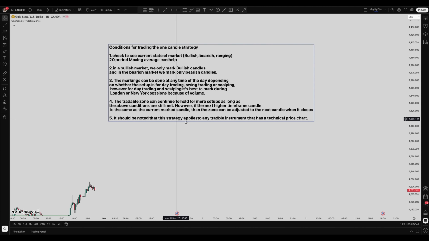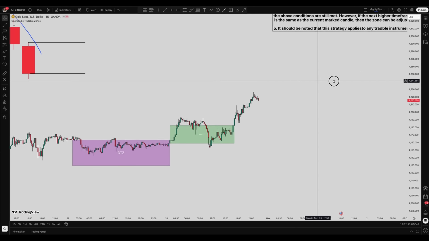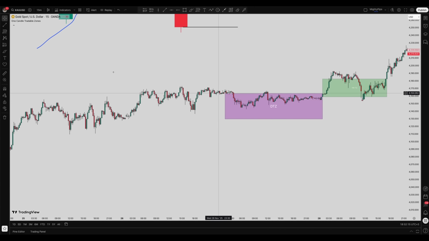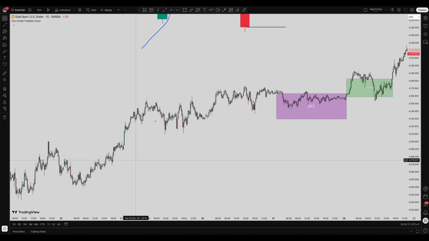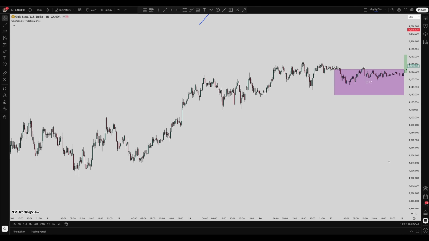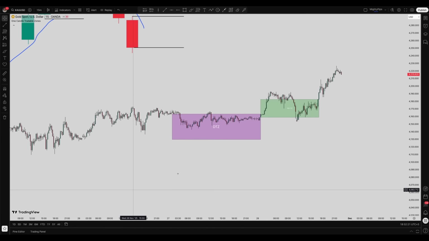It should also be noted that this strategy applies to any tradable instrument that has a technical price chart. This will work for Bitcoin, Ethereum, indices, stocks, commodities, anything. As long as what you're trading has a technical price chart, something like this, where you see these candles here, as long as it prints candles like this in the market, it will work.